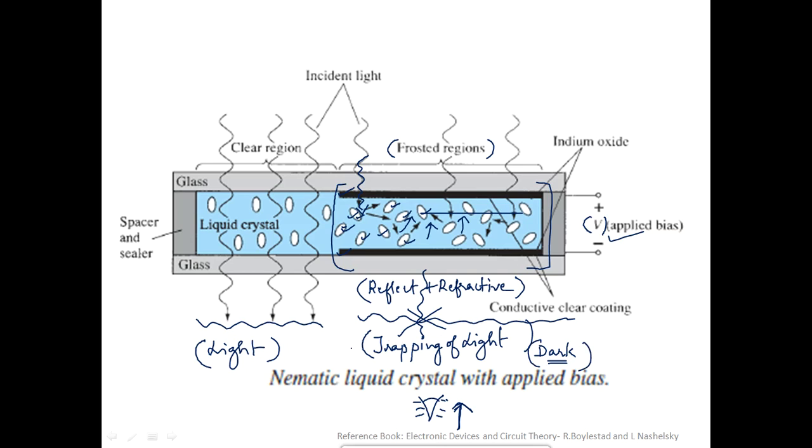Okay, such phenomena can be controlled by varying the external bias. For example, if the external bias is 2 volts, then the trapping of light will be different. If it is 5 volts, it will be different. If it is 10 volts, it will be different. So it all depends on the externally applied bias. The range of the frosted region can be controlled with respect to the externally applied bias.